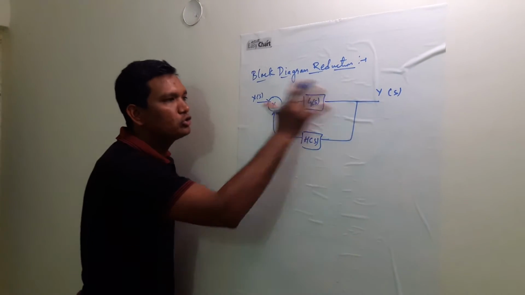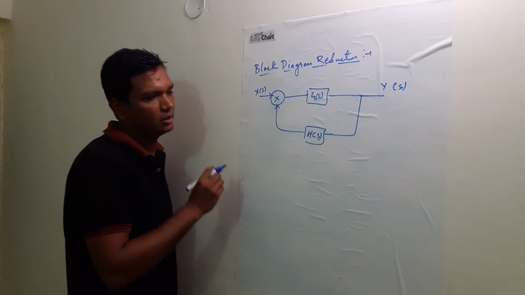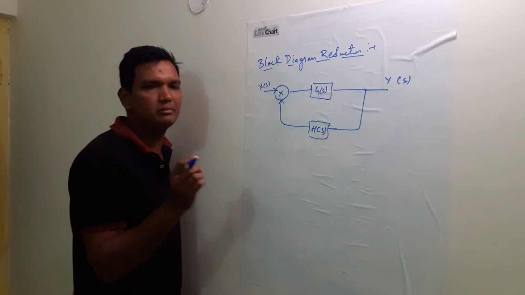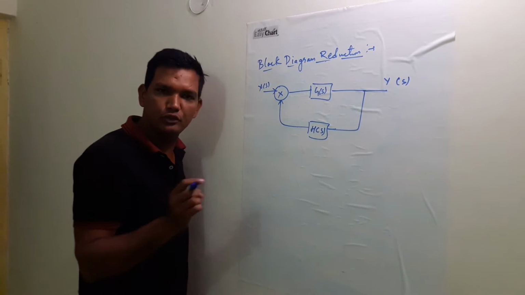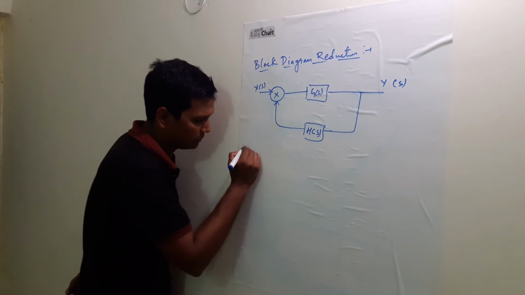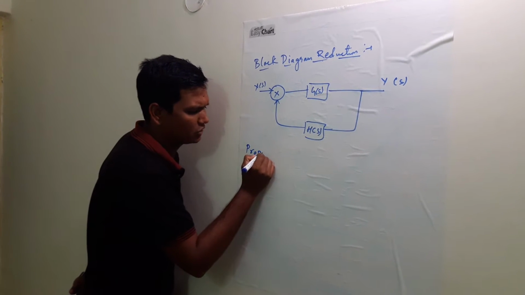Now, in order to solve a block diagram reduction, in the books you might have studied so many methods. We're going to look at a different method, which is a very easy method to solve this. The only thing you should know in order to solve any block diagram reduction problem is two properties. I'm going to say property, but this is not really a property.